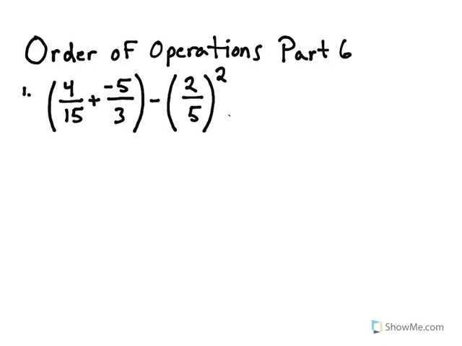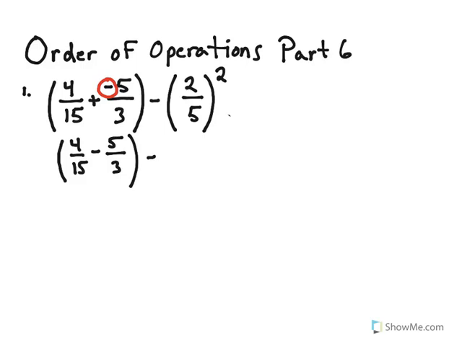Okay, so what we want to do for this particular problem, notice that we're going to do everything in the parentheses first. And notice that we have a negative sign right here. Okay, and then we have that next to a positive. So what we're going to do is, remember that is a positive times a negative, okay? So we're going to simplify that as 4 over 15 minus 5 over 3.